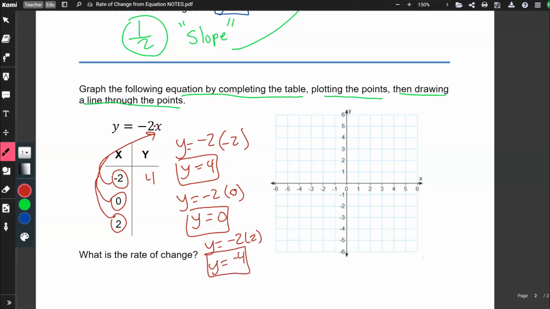So I've got a point at -2, +4. I've got a point at 0, 0. I've also got a point at 2, negative 4. So I'd come over here and graph that. Negative 2, positive 4 is right here. Okay, 0, 0 is through the origin. And then I've got a point at positive 2, negative 4.